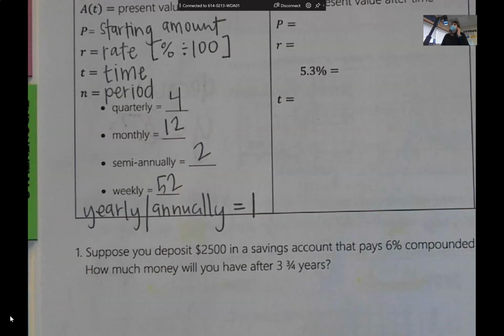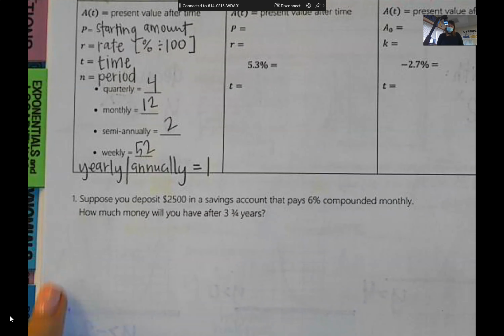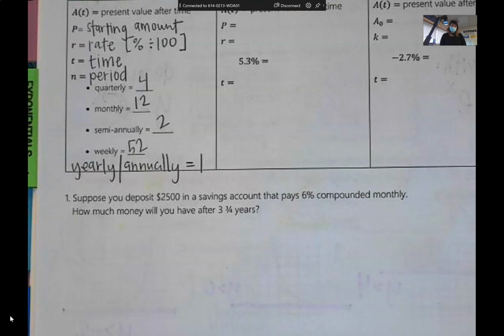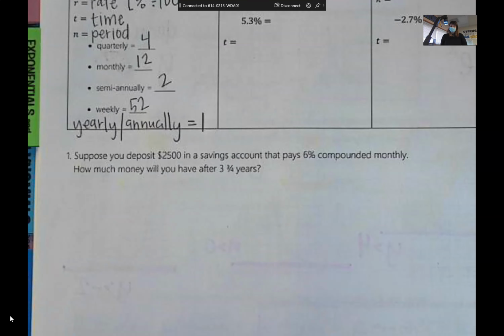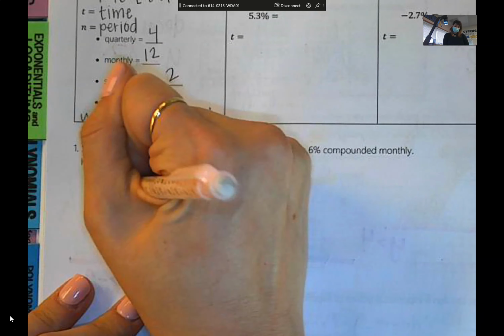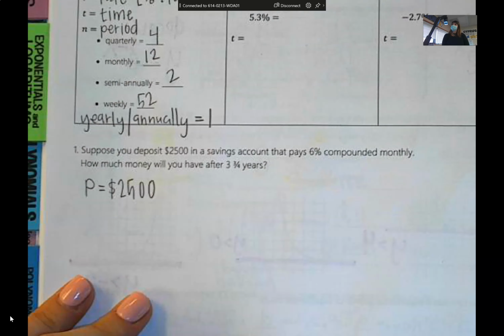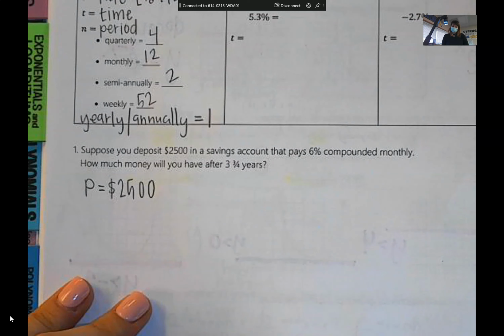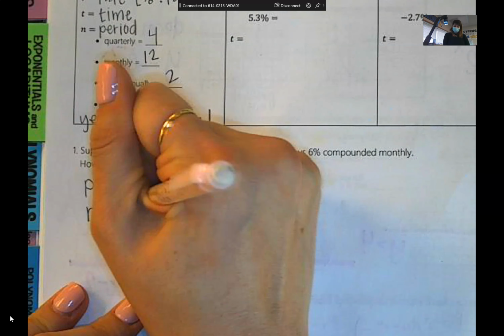So this first problem is an example of the big ugly formula. Suppose you deposit $2,500 in a savings account that pays 6% compounded monthly. How much money will you have after 3 3/4 years? So your capital P, your starting amount, is $2,500. Your rate, they give it to you as 6%.